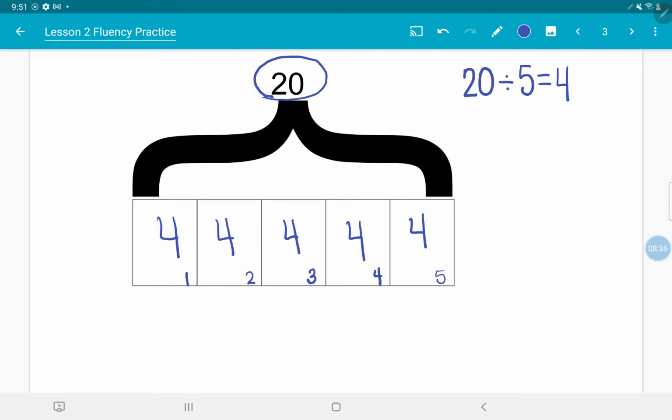How did you write that as repeated addition, Alexis? 5 plus 5 plus 5 plus 5. No, does each one of those have a value of 5?